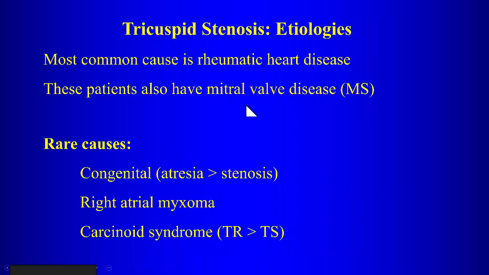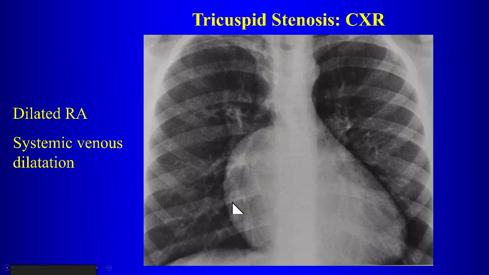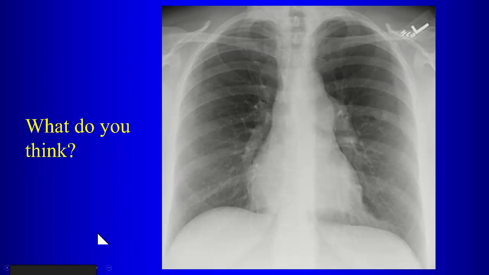Okay. Tricuspid stenosis is more unusual. It can occur with rheumatic heart disease, but usually other heart valves are involved at that point. They usually have mitral valve disease, and congenital is pretty rare. Right atrial myxoma is also pretty rare. And with carcinoid syndrome, tricuspid regurg is more common than tricuspid stenosis. So tricuspid stenosis is not a common abnormality, but it can give you dilatation of the right atrium when you have stenosis of the tricuspid valve.